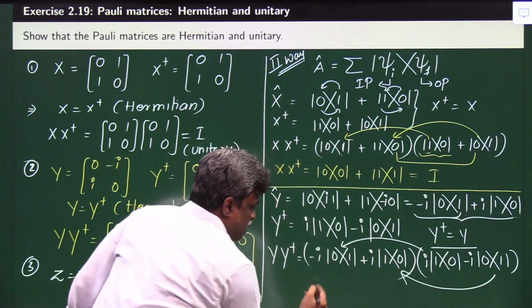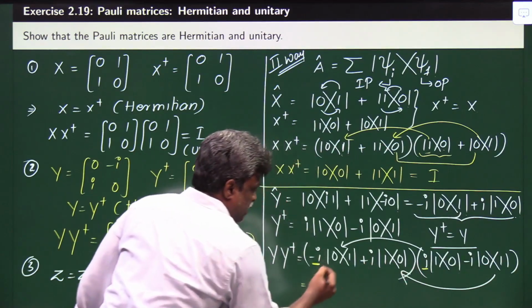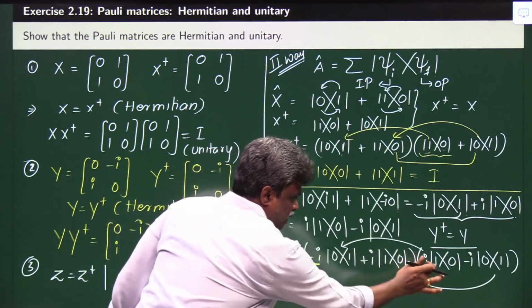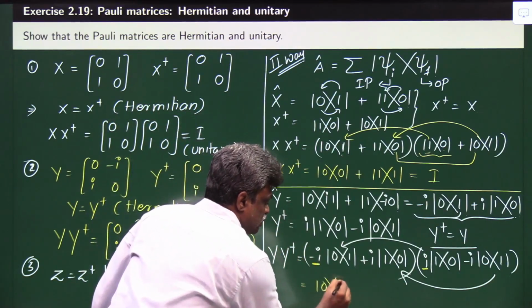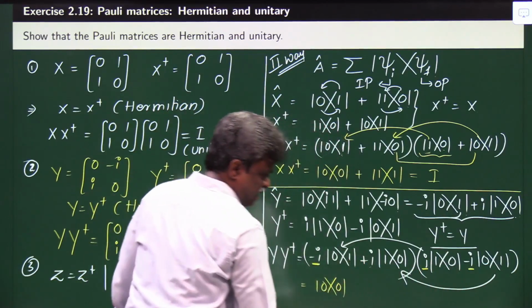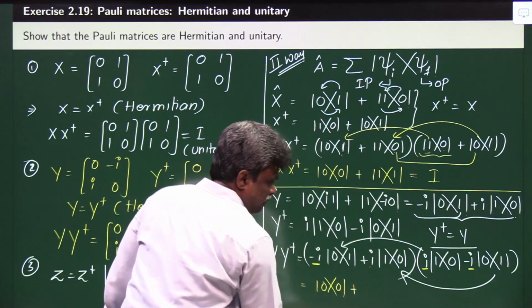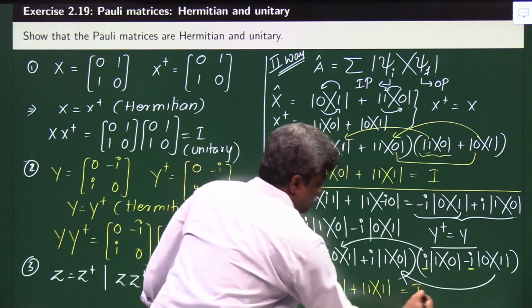So here iota and minus iota, which is equal to 1, iota minus iota, iota 1. So this 1 and 1 inner product is equal to 1. You remain with a 0, 0. Similarly, this minus iota into plus iota, again plus 1, and here you are left with 1. So which is equal to I.